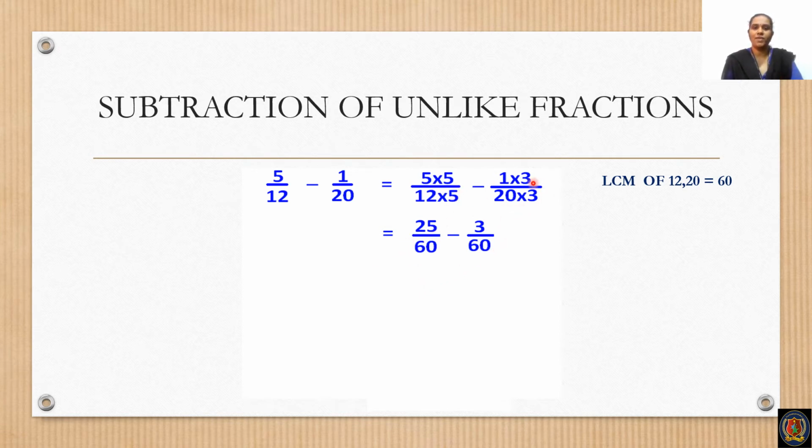5 into 5 is 25. 1 into 3 is 3. 25 by 60 minus 3 by 60. The denominators are the same. The numerators we need to subtract. What is 25 minus 3? 25 minus 3 is 22. It is 22 by 60. So the subtraction 5 by 12 minus 1 by 20 is 22 by 60. We can further simplify it, 11 by 30.